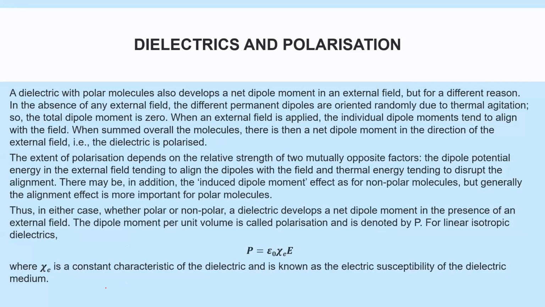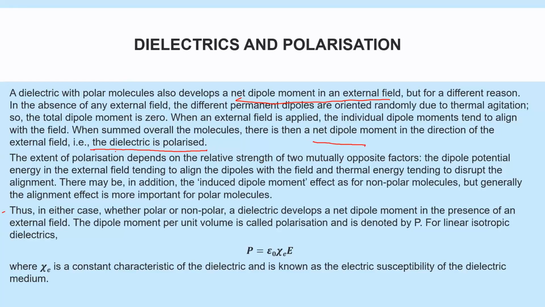Okay, but when we are considering polar molecules, they can also develop a net dipole moment in an external field, but the mechanism is different. In the absence of any external field, the different permanent dipoles are oriented randomly due to thermal agitation. So the total dipole moment is 0. When an external field is applied, the individual dipole moments will try to align with the field. So when you sum over all the molecules that are present, the net dipole moment will be in the direction of the external field. Then you can say that the dielectric is polarized.